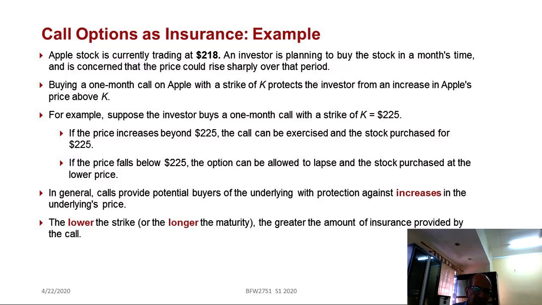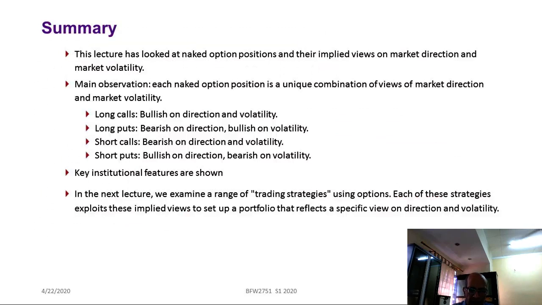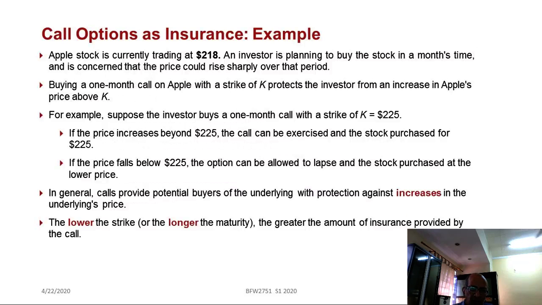If the price of Apple stock goes beyond 225, the call can be exercised and the stock purchased for 225. If the price falls below 225, very simple, go to the market and buy. The option can be allowed to lapse. The stock can be purchased at a lower price in the market. That's the idea here. In general, calls provide potential buyers of the underlying with protection against increases in the underlying price, especially when you buy in the future. The lower the strike and the longer the maturity, the greater the amount of insurance provided by the call.